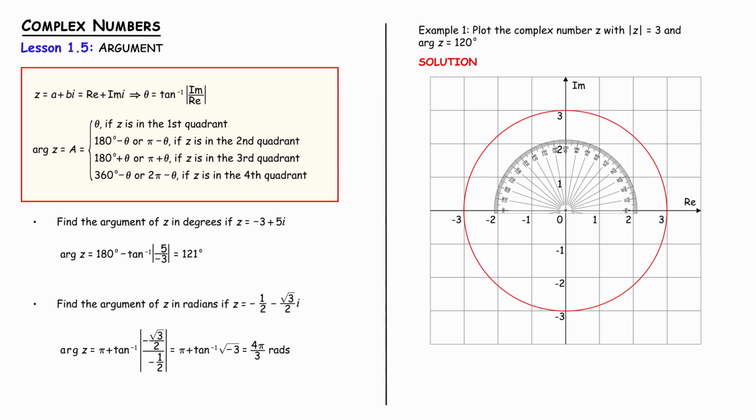Place a protractor with its center on the origin. Go to 120 degrees anti-clockwise from the positive real axis and mark a point on the graph paper. Draw a line from the origin through this point until it intersects the circle. This point of intersection is z.